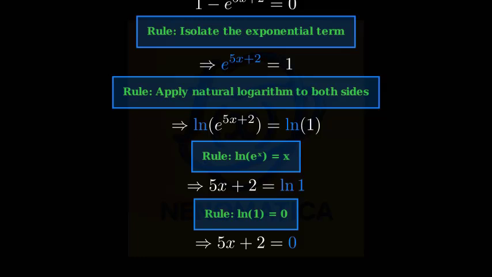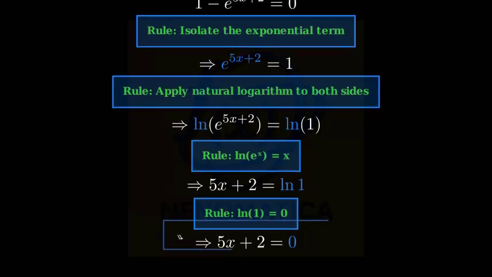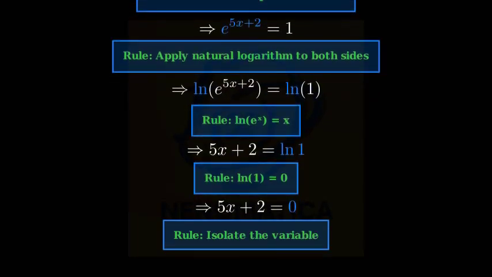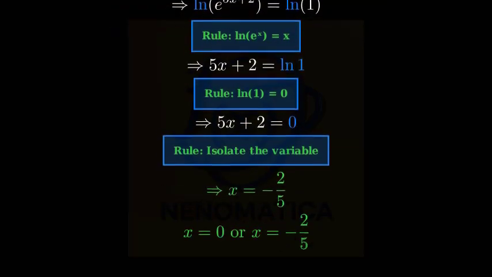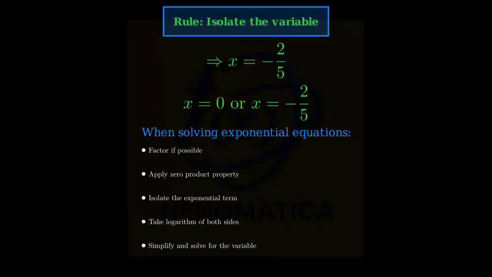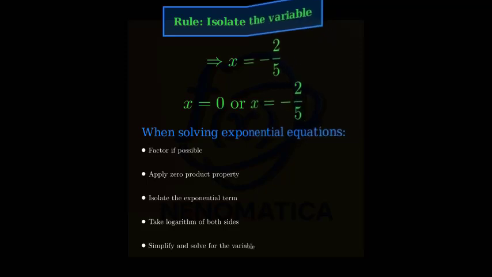Finally, we solve for x by subtracting 2 from both sides, and then dividing by 5. This gives us our final answer, x equals -2/5. So our solution set has two values, x equals 0, which we found from the first case, and x equals -2/5, which we found from the second case. Remember, when solving equations with exponential terms, we often need to use logarithms to isolate the variable in the exponent.